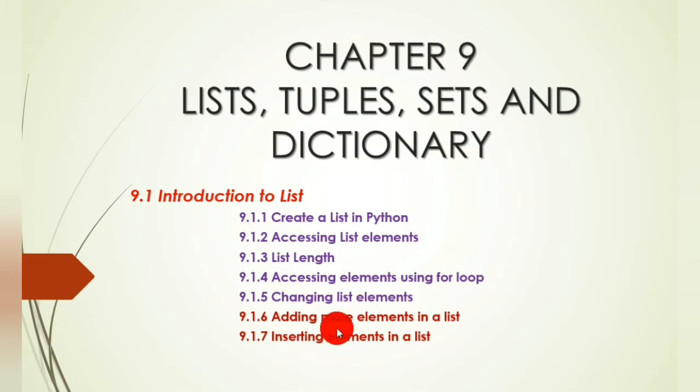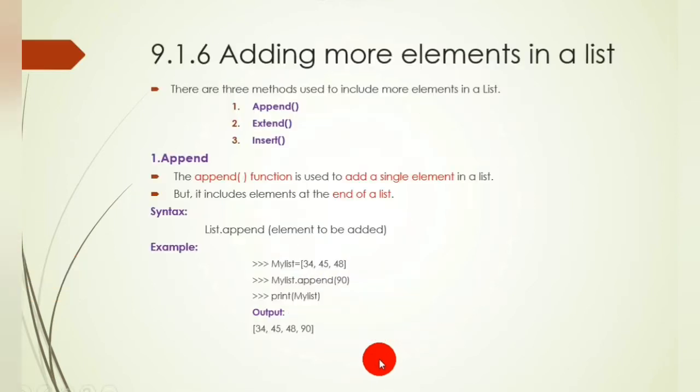Today we are going to discuss how to add more elements in a list as well as how to insert elements in a list. These two topics we are going to discuss in today's video class. Now you can see how to add more elements in a list. We can use 3 different kinds of functions for this purpose. What are the functions we need to add elements in a list? Append, extend, insert. These 3 functions are used to add elements to the list.